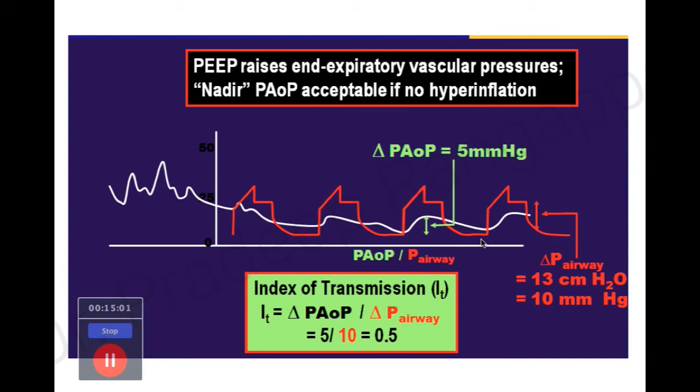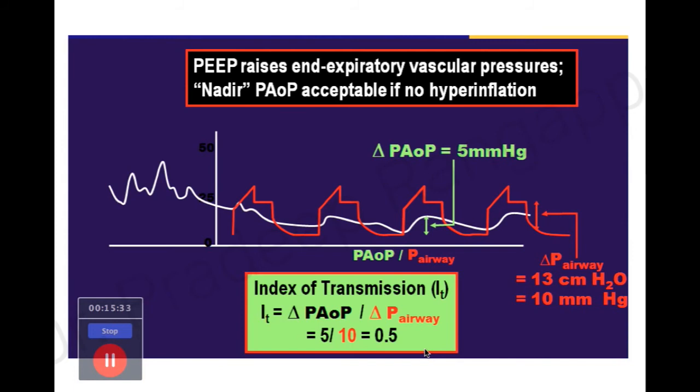So here, as you see, is your pulmonary artery occlusive pressure. This is the respiratory waveform. This is the wedge form. So it is 5 millimeters. So we do something called index of transmission, which is change in the pulmonary artery occlusive pressure, in this case 5, divided by change in the airway pressure. Here the change in airway pressure is around 10. So you divide and you get index of transmission as 0.5.